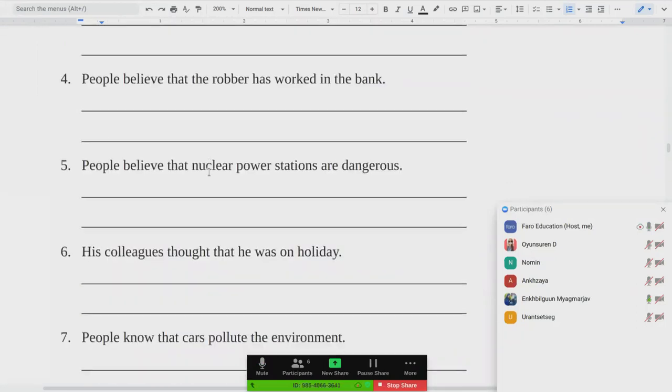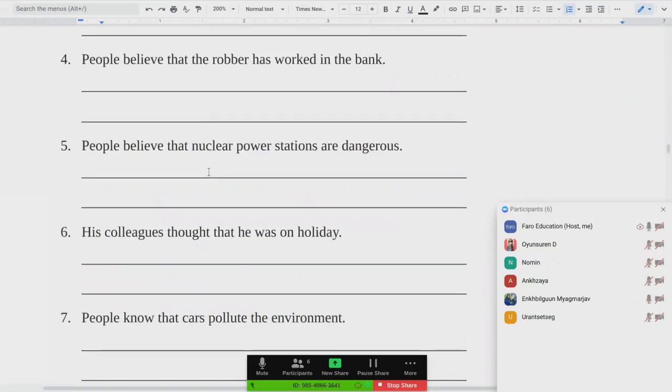Number 4. It is believed that the robber has worked in the bank. Short хэвээрээ байна. За дараагийн personal нь: the robber is believed to have worked in the bank. Yes, that's correct. Сайн байна.